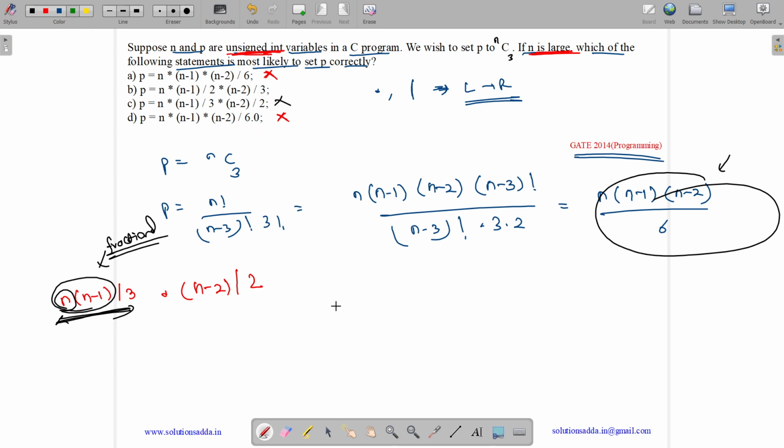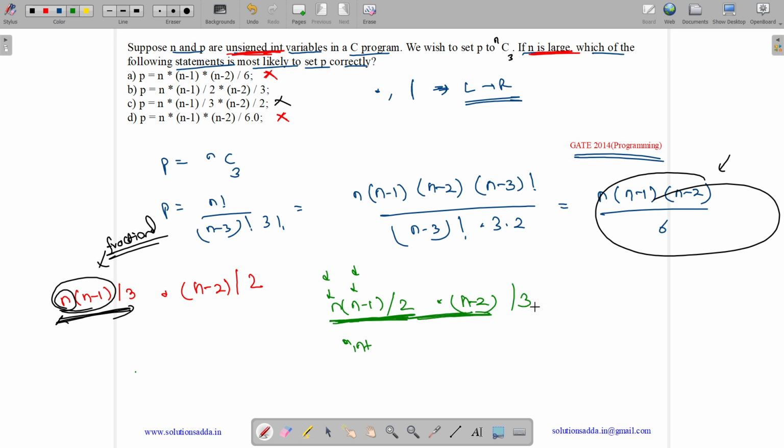Let us see option B. Here we have n into n minus 1 by 2 into n minus 2 by 3. So first we will do n into n minus 1. Now see, if n is odd, then n minus 1 is even, and if n is even, then n minus 1 is odd. So it will always be divisible by 2 because there will always be an even number. Thus this term will be an integer. It won't cause any loss of the value due to fractionals. Now it will be multiplied by n minus 2. It will also give an integer.